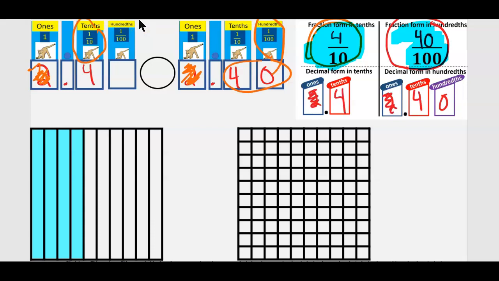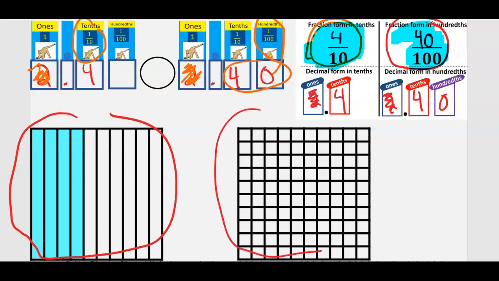4 tenths and 40 hundredths. There we go. Let's see here. Here's 4/10. Now these are broken down into hundredths. Let's drag that over and see what we get. How many hundredths is 4/10?